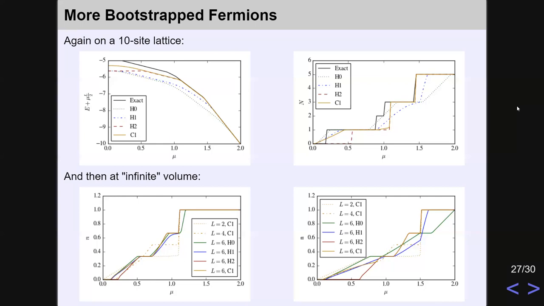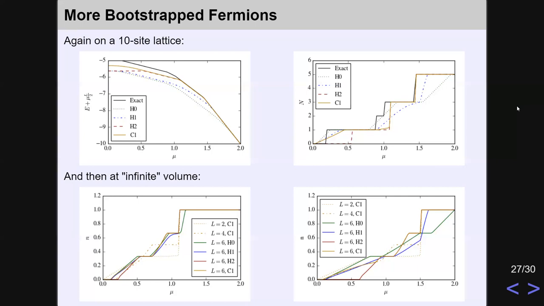Also, not all approximations, so when you increase the chemical potential, you expect to always have an integer fermion number. That's because the fermion number operator commutes with the Hamiltonian. And not all approximations obtain that fact. So H2 does. But the others, this is not automatically done by the bootstrap. Nevertheless, even where you have non-integer fermion number, you can see that for the better approximations, it's mostly giving you a sort of smoothed approximation to the true result.